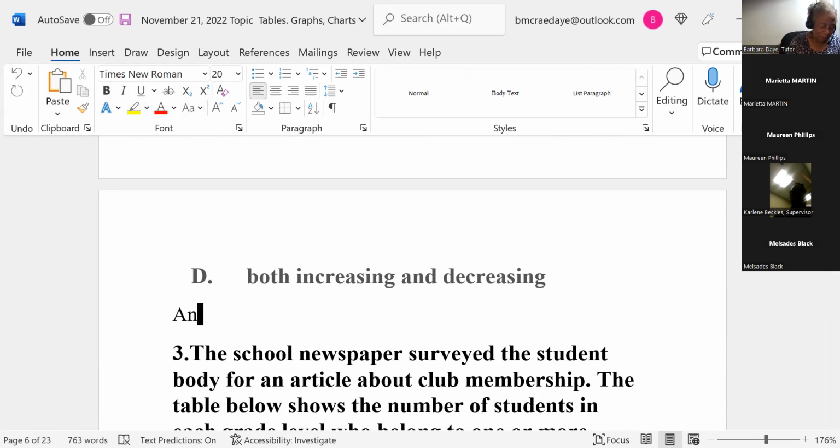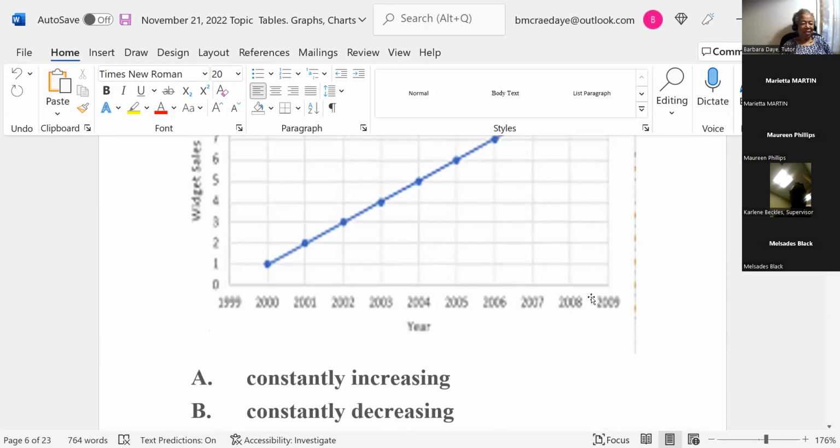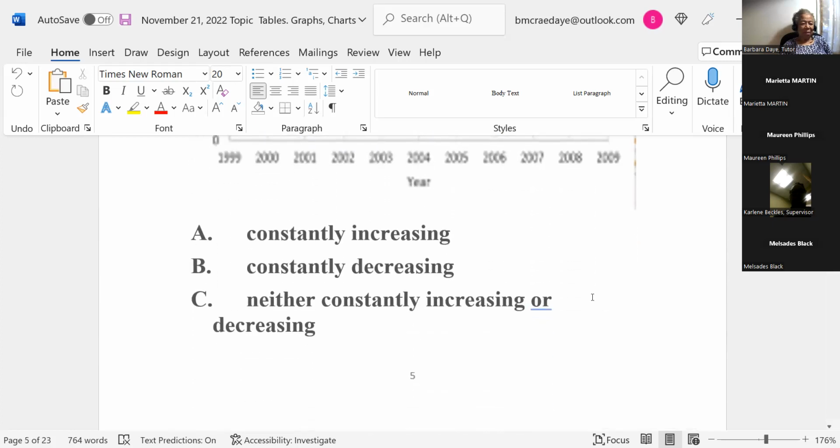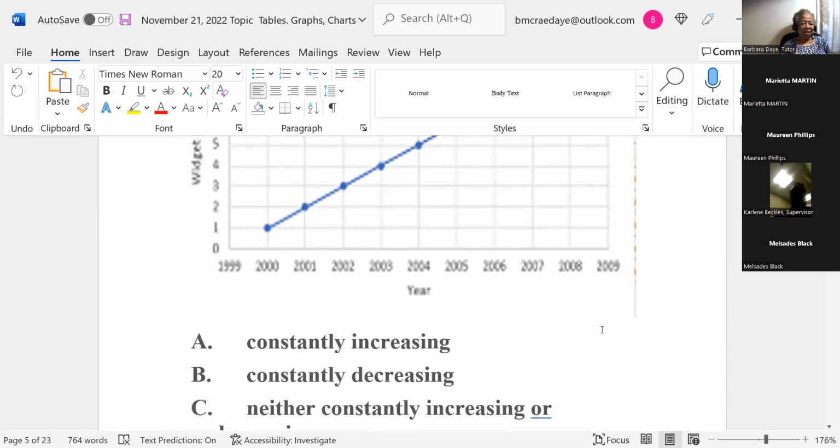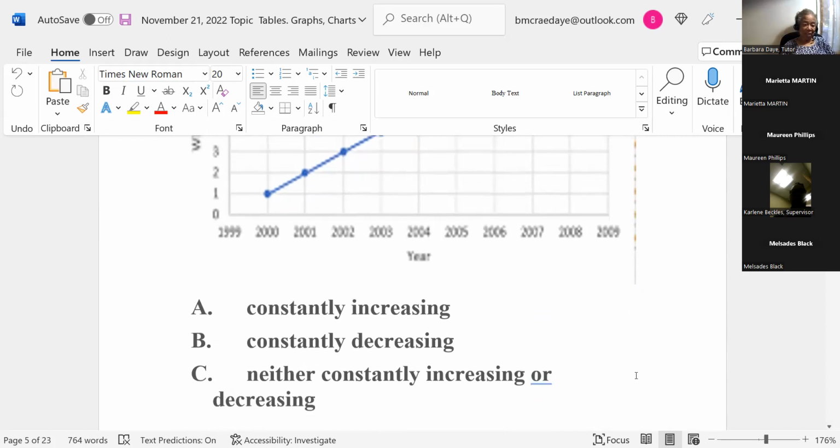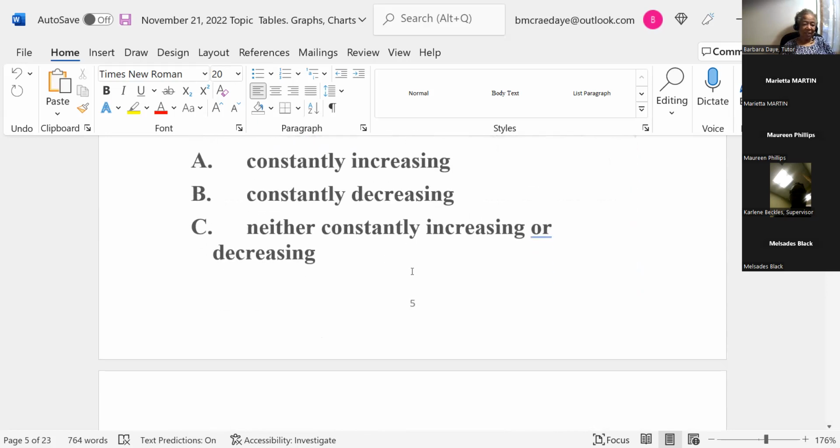Only the first one I didn't have because I could not see some of the numbers. But you didn't really have to see all the numbers, right? Because if this is 1999 and this is 2005, then these numbers are going up. So it really doesn't matter that you don't see the numbers, but you know they are increasing. So the answer is constantly increasing.